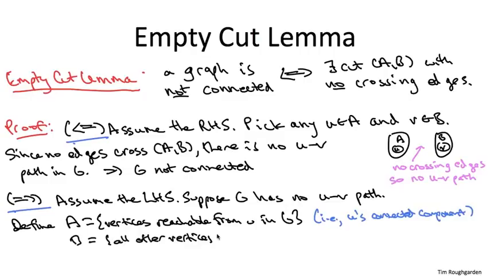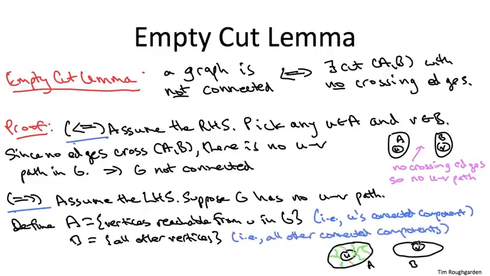Now, because we want a cut and a cut is a partition, we better well put in the group capital B all of the vertices that are not in A. If you like, this is all of the connected components other than the one that contains U. Note that by definition, U is in capital A, certainly U is reachable from itself, and by assumption, V and U are not reachable from each other, so V is going to be in capital B. So neither of these sets is empty. This is indeed a bona fide cut of the graph G.